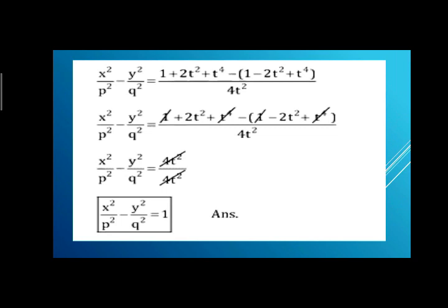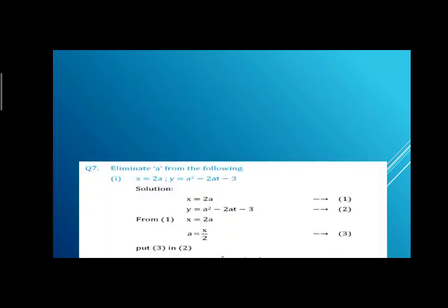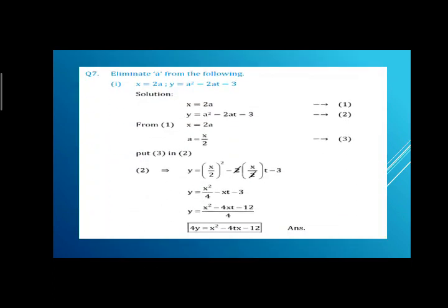Now we move forward to our next question, that is question number 7. In question number 7, you have to eliminate a from the following equations, but there is no restriction regarding the method, so it's up to you. You can solve this question by using the comparison method, the substitution method, or the formula method. It's up to you. We easily solve this question by using the substitution method, so we apply it over here.